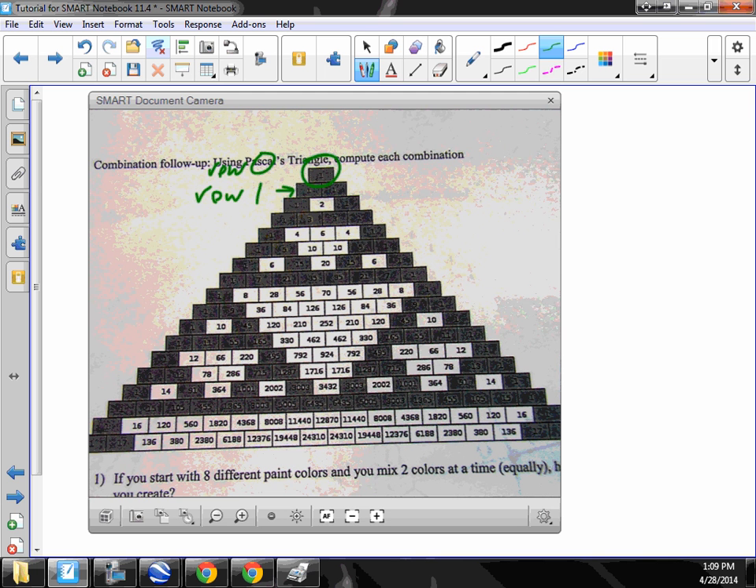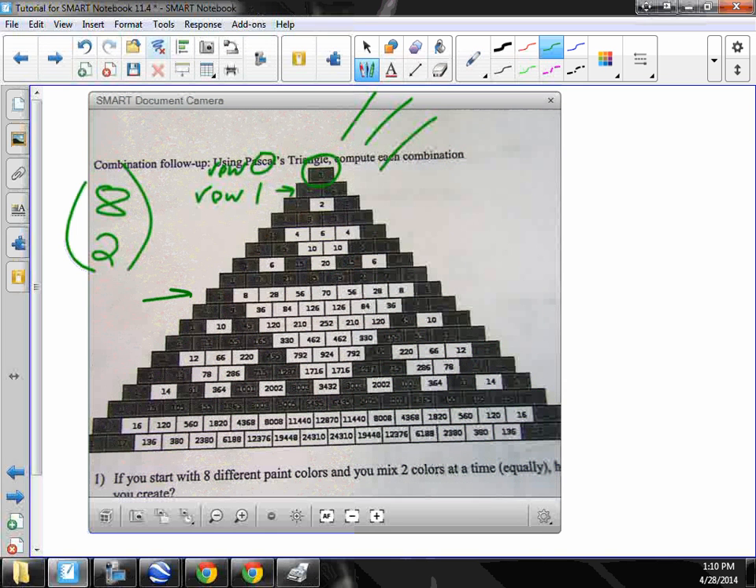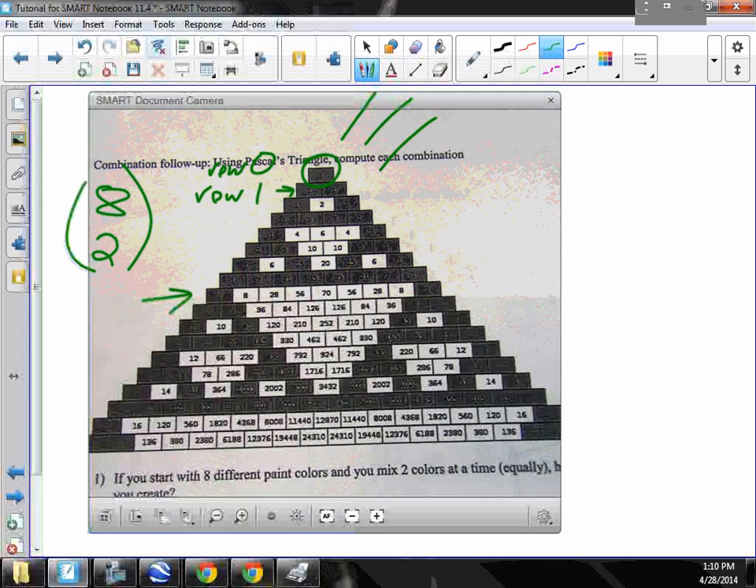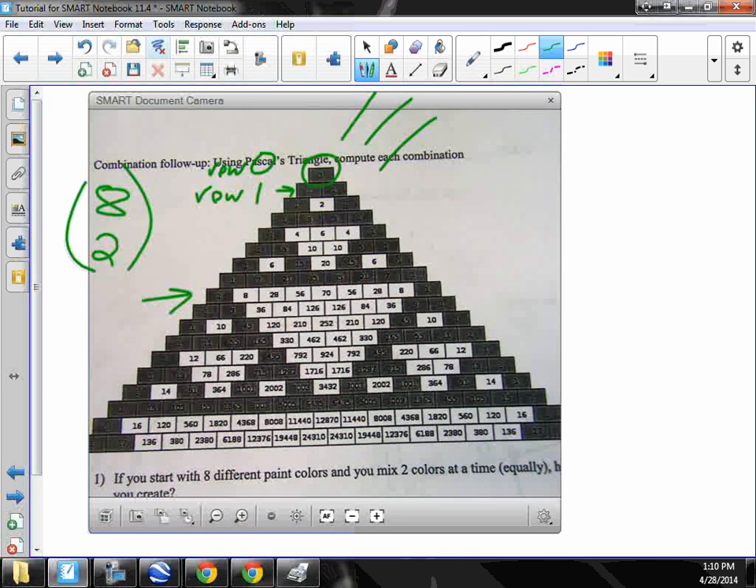And the same is true of diagonals. Diagonal 0, 1, 2. So if we want 8 choose 2, then we have to go to row 8, which is actually the 9th row, but it's the row that has 1, 8 in it. And then we go to diagonal 2, because remember, the first number is from 0. Well, it counts as a 0. Right, right. Okay, so 8 choose 2 is 28.